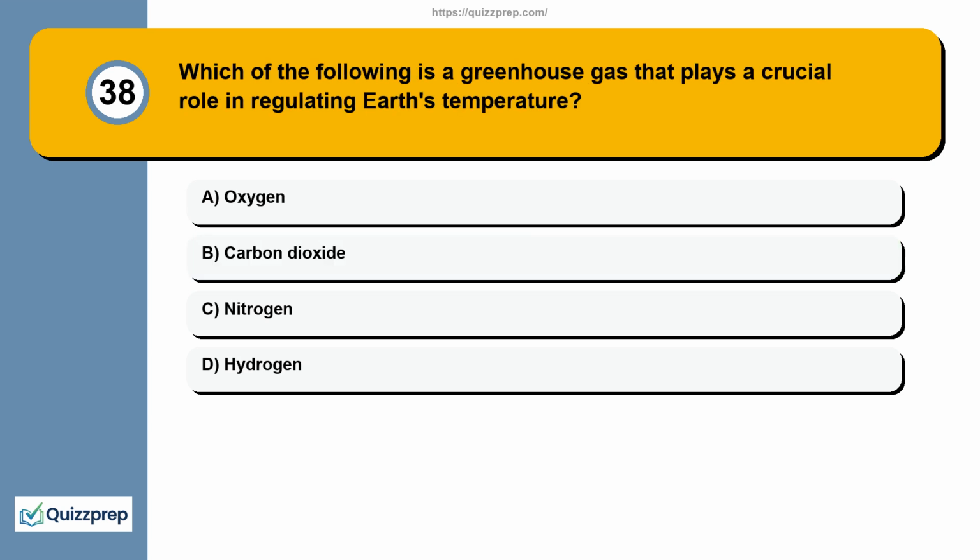Question 38. Which of the following is a greenhouse gas that plays a crucial role in regulating Earth's temperature? Oxygen, carbon dioxide, nitrogen, hydrogen.